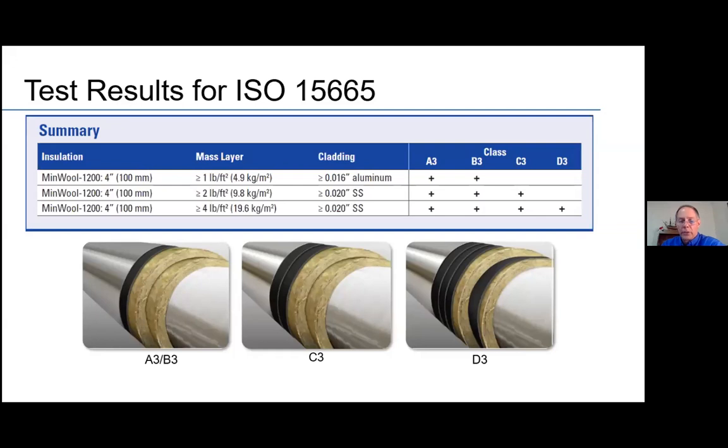B3, and C3 systems. And then the most stringent system to meet the requirements of the D3 is a layer of mineral wool with a layer of mass-loaded vinyl, second layer of mineral wool, more mass-loaded vinyl, and then again the 020 stainless steel jacket. So as you get up into the higher noise reduction requirements, you can see that the complexity of the systems does get more complicated and more involved.